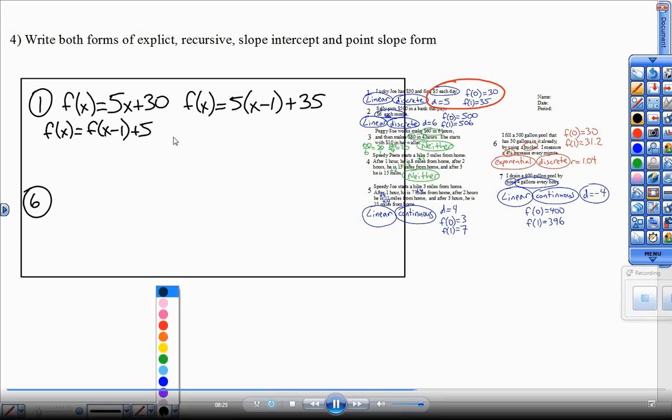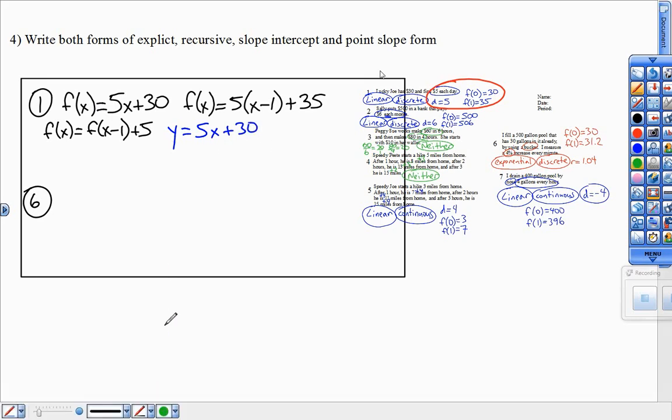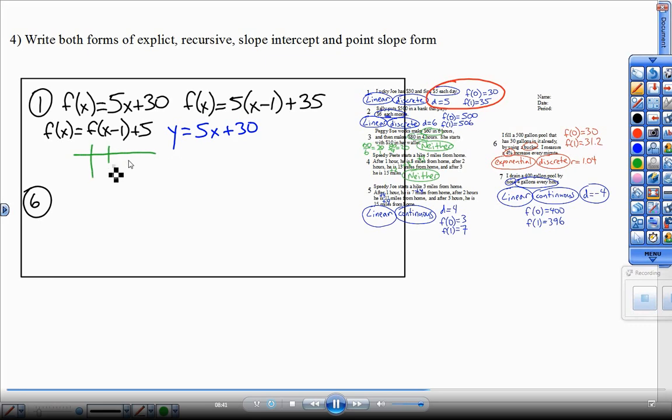But since this is linear, I need to also write slope-intercept and point slope. Slope-intercept is just replacing that f of x with y. Same slope, same y-intercept. Point slope is a little harder. You need a point to plug in, so sometimes it helps to make a little table: 0, 1, 2, 3. Starts out at 30, and then it goes up by 5: 30, 35, 40. This will give you an idea of which points you could use to plug into point slope.